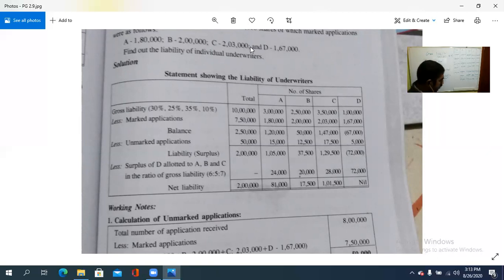104 or 101? 129,500 minus 28,000. See, 101 it is. So 101,500. Then plus 17,500 plus 81,000 is equal to... 81,000 plus 17,500, 98,500 plus 101,500. So it is C, 2 lakh.